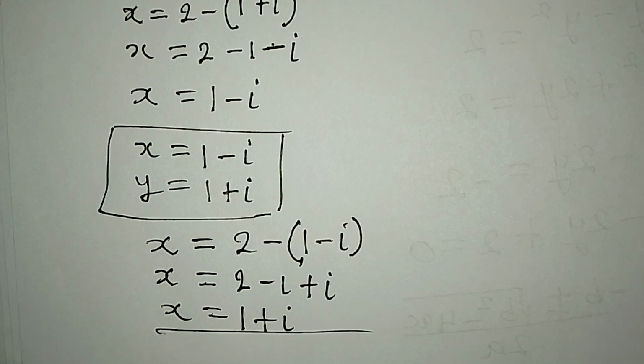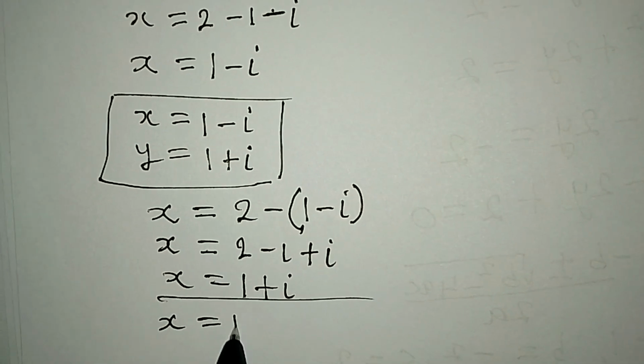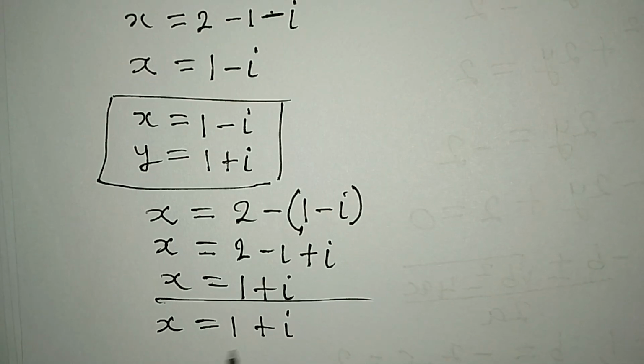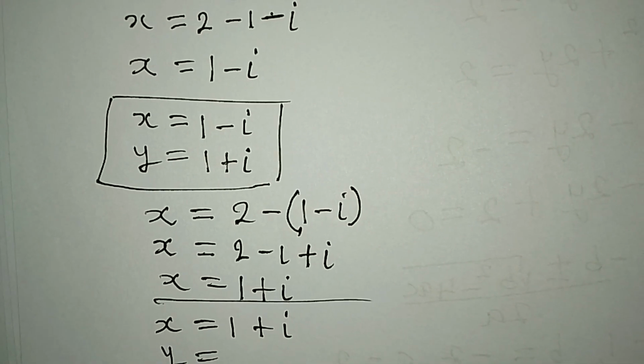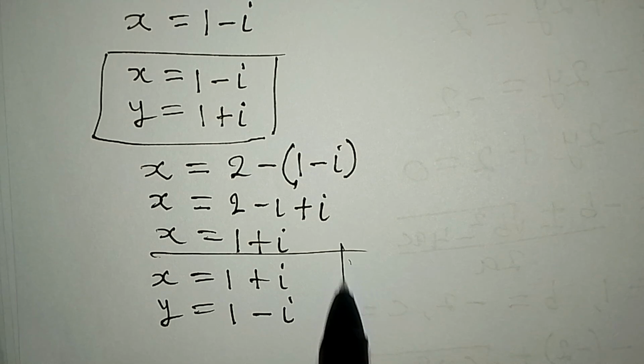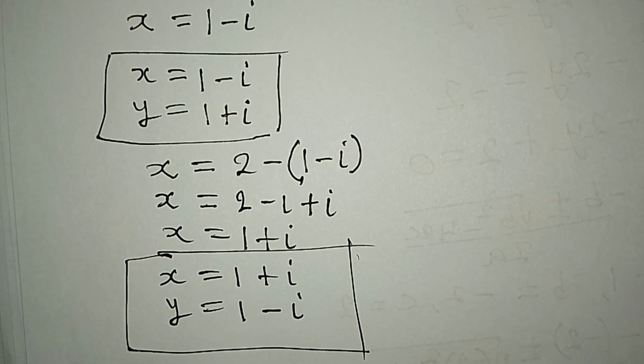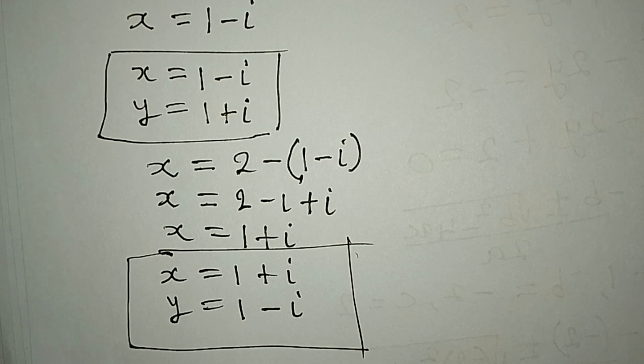So what are we saying? We are saying that when x is equal to 1 plus i, y is equal to 1 minus i. So we have solved this completely, even though we don't have any real solution.